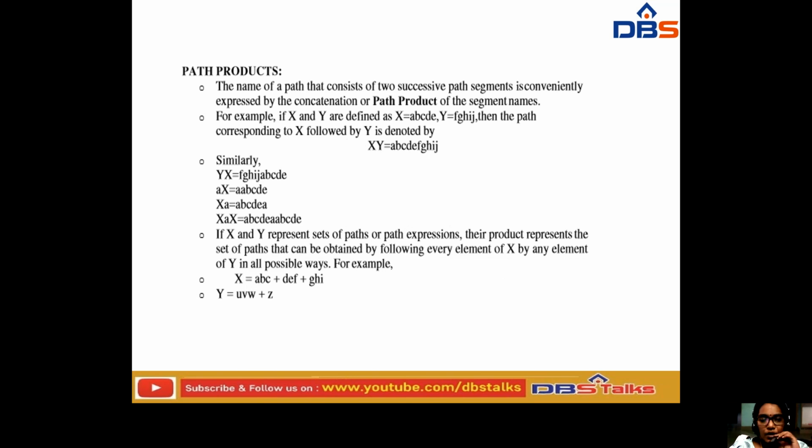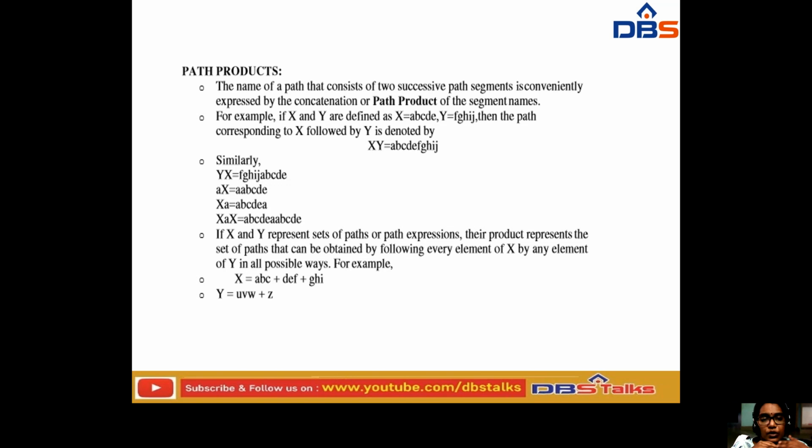So if we go for the path products, the name of the path that consists of two successive path segments is conveniently expressed by the concatenation or the path product of the segment names. So for example, if X is equal to A, B, C, D, E and Y is equal to F, G, H, I, J, then the path corresponding to X followed by Y is denoted by XY is equal to A, B, C, D, E, F, G, H, I, J. That is from starting element to the ending element. That is the path product that we have got there.